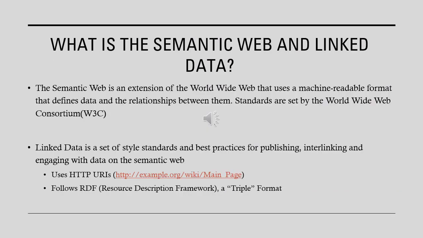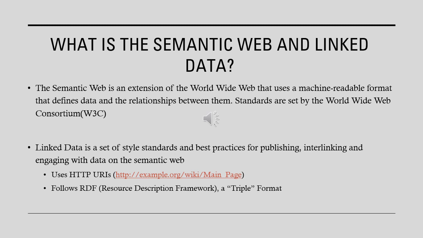So what is the semantic web and linked data? The semantic web is an extension of the web that uses a machine-readable format that allows for the defining of relationships between different data. This contrasts with previous data digitization, where data is stored in pages or documents as opposed to individual data points. Linked data are essentially the instructions, standards, or best practices for publishing, interlinking, and engaging with data on the semantic web.